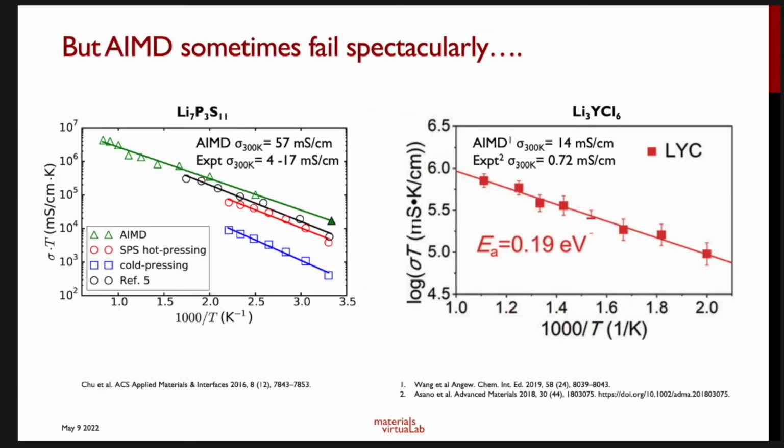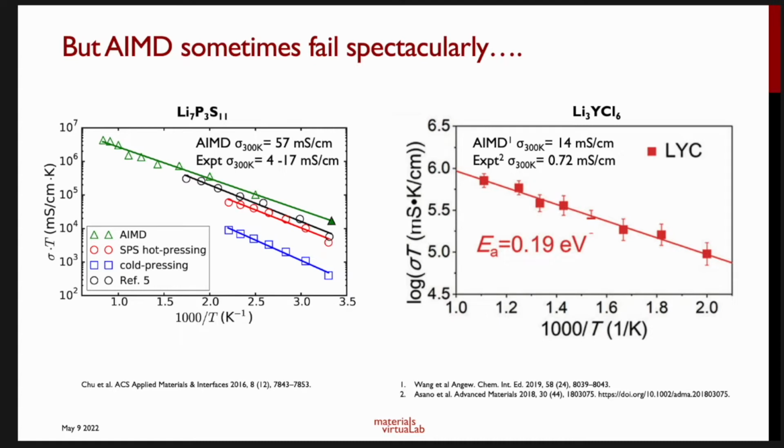However, AIMD has been known to fail spectacularly, right? I'm showing you two examples from work that my group has done over the years, as well as another work from Yifei Mo's group, on two very different superionic conductors. The first one is this Li7P3S11 material. What you see in green here is what we simulated using AIMD, and we extrapolated down to room temperature, and we found a room temperature ionic conductivity of 57 millisiemens per centimeter, right? And the experimentalists in this room will immediately tell me, well, we have never measured Li7P3S11 with 57 millisiemens per centimeter. Everyone has measured it somewhere between 4 to 17 millisiemens per centimeter, right?